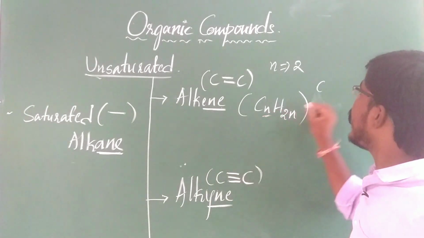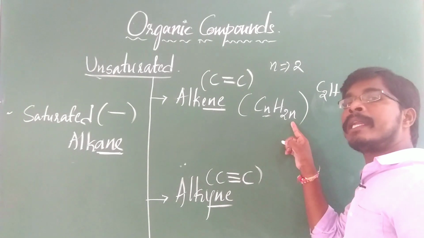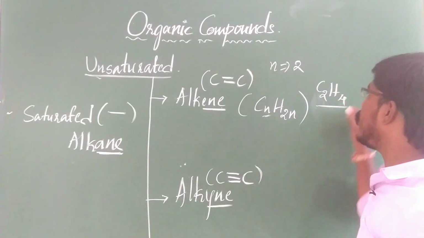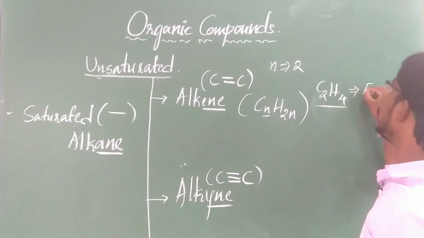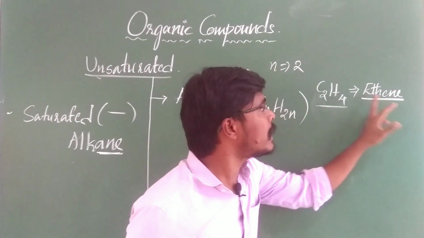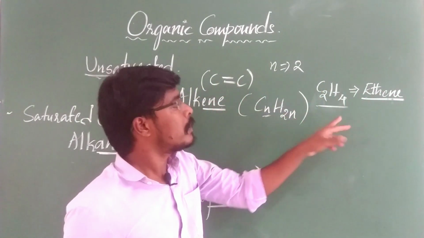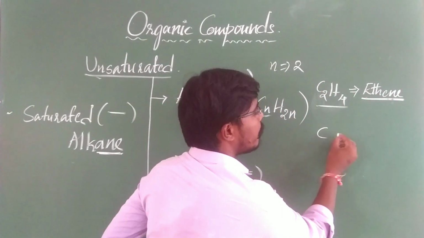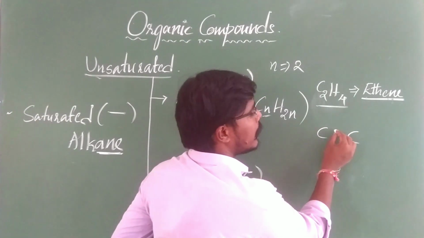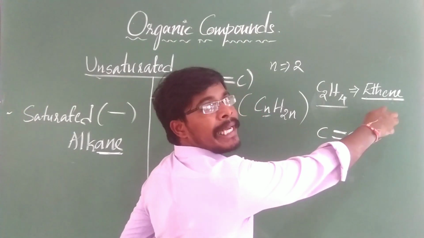In place of n, you are taking 2, and H is 2 into n, so 2 into 2, 4. So C2H4, and the name of this compound is ethene. I am taking eth, and why did I take ene? Ene means double bonded. So how to draw the structure? Carbon with carbon. There are 2 carbon atoms, and between them you should draw a double bond, because it has ene.